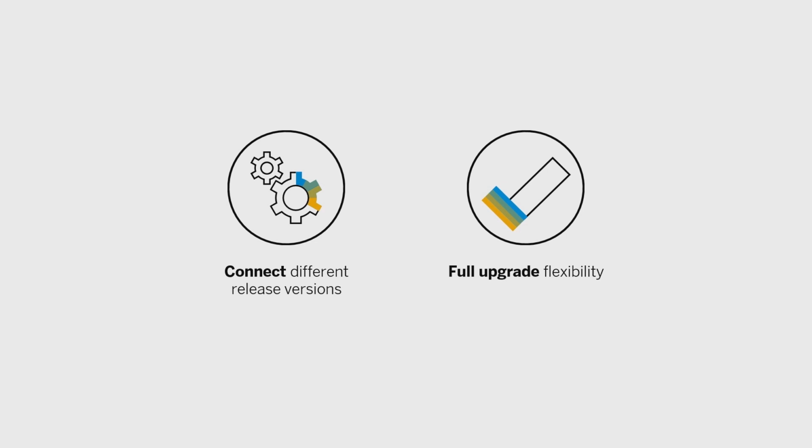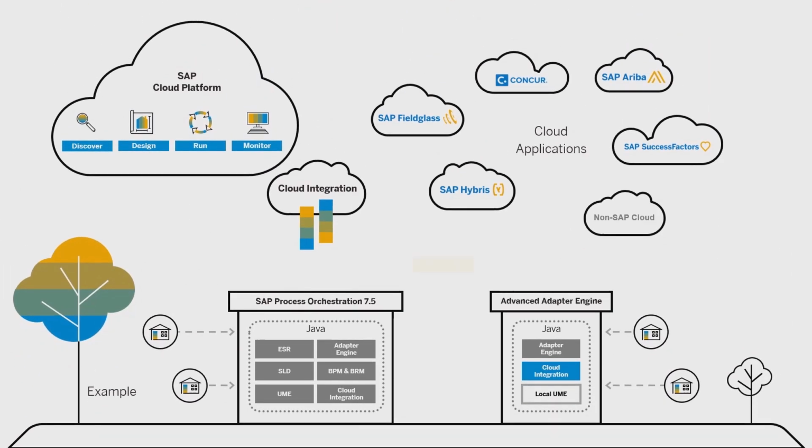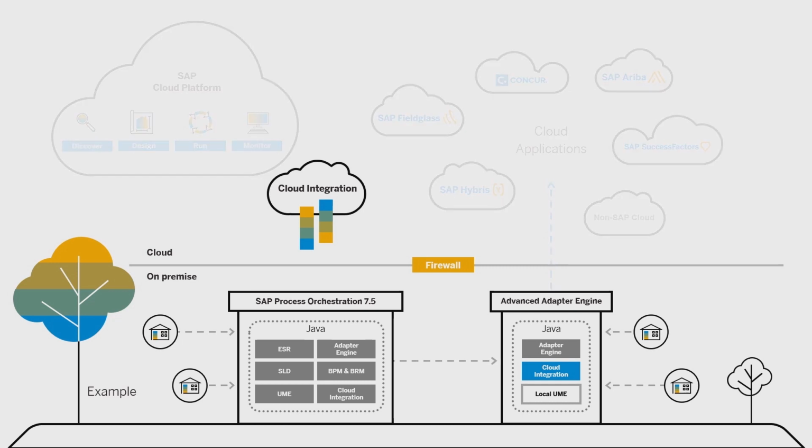For example, if you use a third-party adapter which has not been released or certified for the higher version. Or to facilitate cloud integration in hybrid scenarios. A dedicated non-central adapter engine where you run your cloud integration scenarios gives you the option to update the non-central adapter engine more frequently to keep pace with the fast innovation cycles of SAP Cloud Platform integration and keep the SAP Process Orchestration system on a lower version as needed.